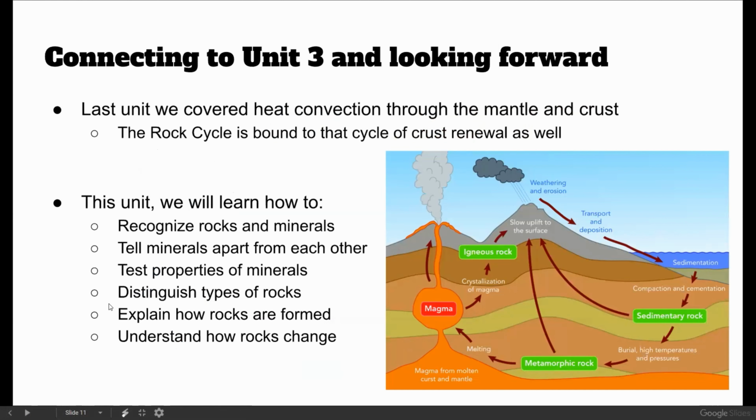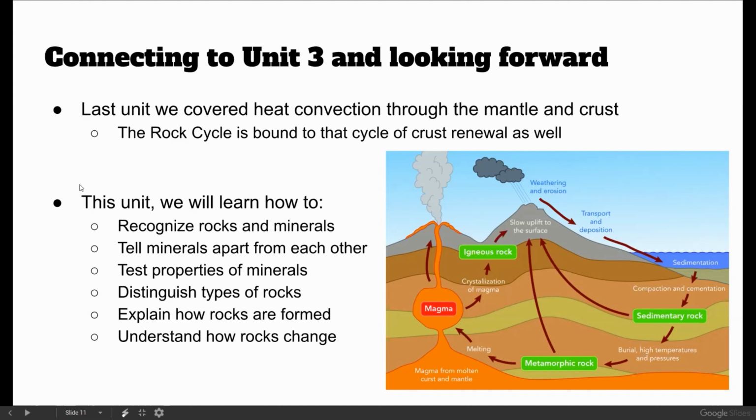So the last unit, we talked about volcanoes, earthquakes, layers of the earth, internal processes. We talked about heat convection through the mantle and crust and how that heat convection works and causes these different events like volcanoes and earthquakes and those kinds of things. And we're going to talk this time about the rock cycle, and it's actually bound to that same cycle of crust renewal as well. And we'll see how in the next few lessons.